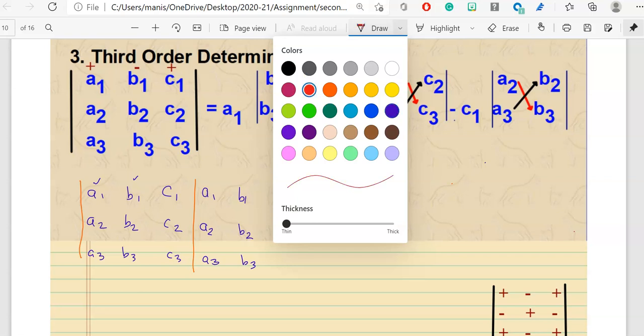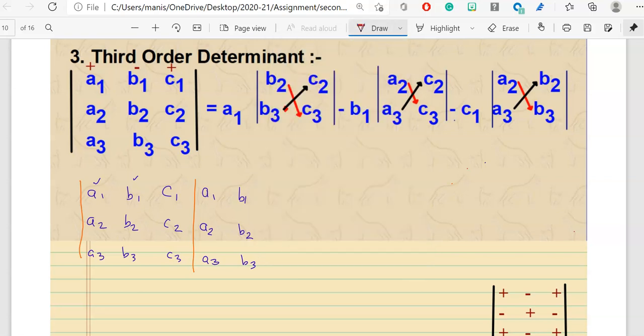Then afterwards, you draw one line over here. This means you are taking these three numbers, A1, B2, C3, and then you will draw another line over here. This means I will be using these three elements, and then these three elements over here. So my step will look like this: A1 times B2 times C3. Whatever the numbers are, they will come over here.